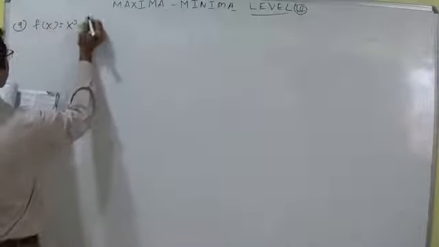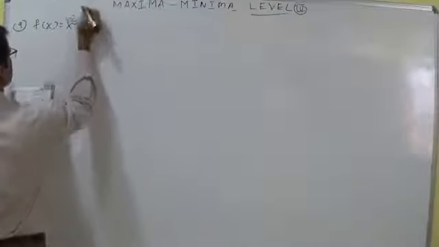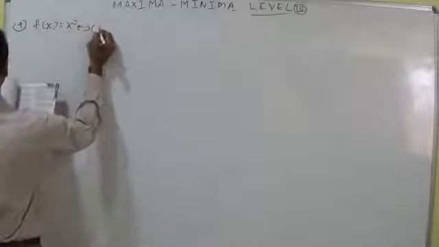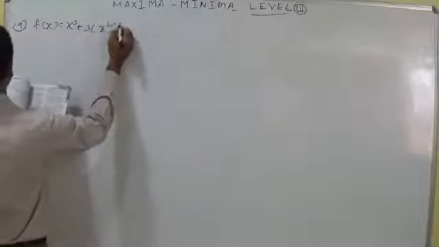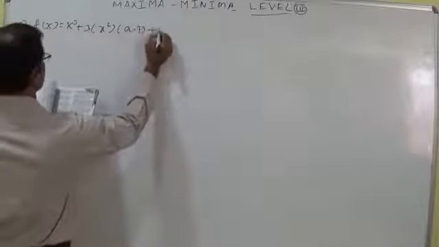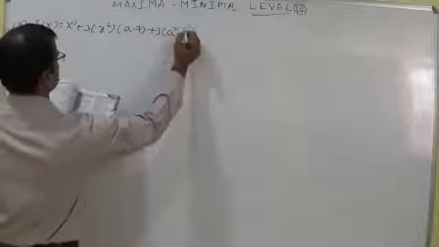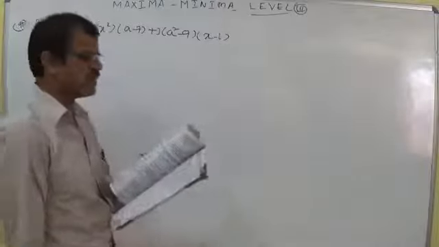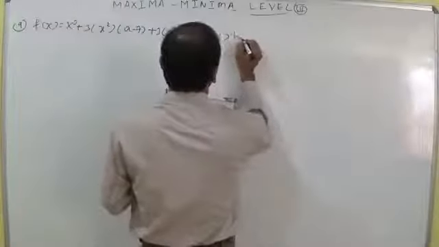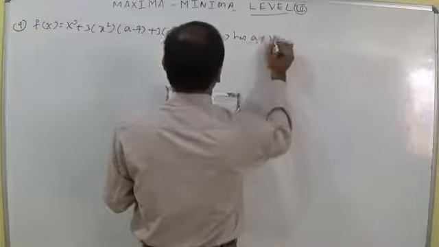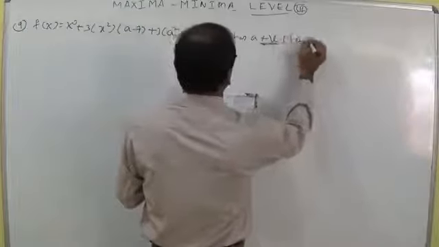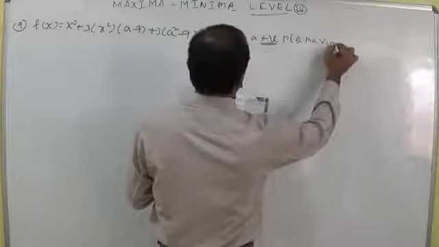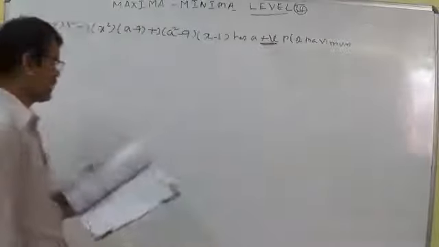If the function f of x is equal to x cube plus 3 into x square into a minus 7 plus 3 into a square minus 9 into x minus 1 has a positive point of maximum. Here you can underline this point as positive. This is positive point of maximum, then what is the value?